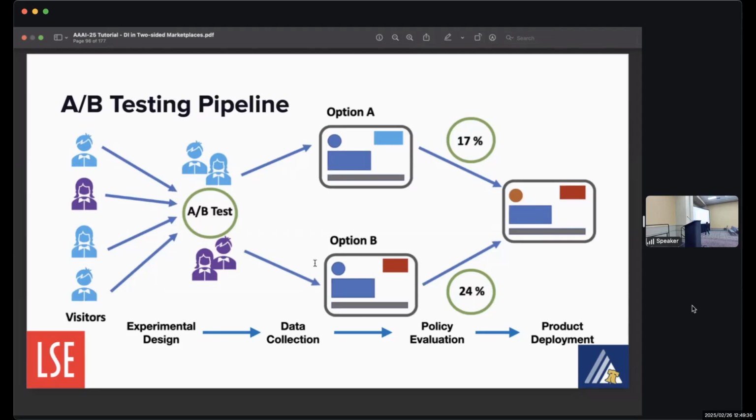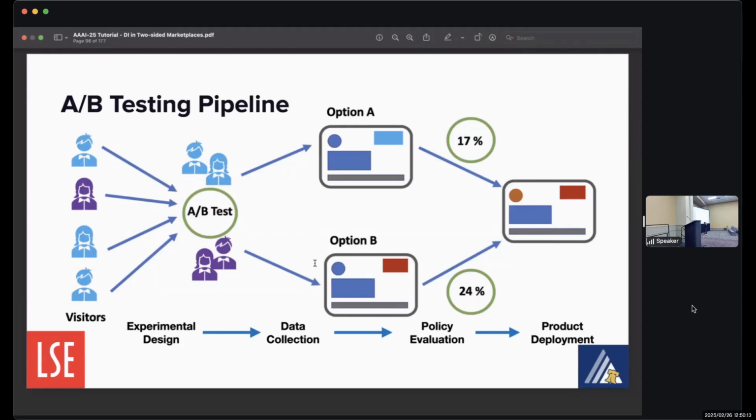Here is the pipeline for A/B testing. The first step is to design the experiment. In this simple example, it is basically to determine, among the visitors, who will receive the new policy and who will receive the standard policy. After we complete the design, we start the experiment and collect the data. Based on the data, we evaluate whether the new policy is significantly better than the old policy or not. Finally, it comes to product deployment, where we decide which policy to use at the end.